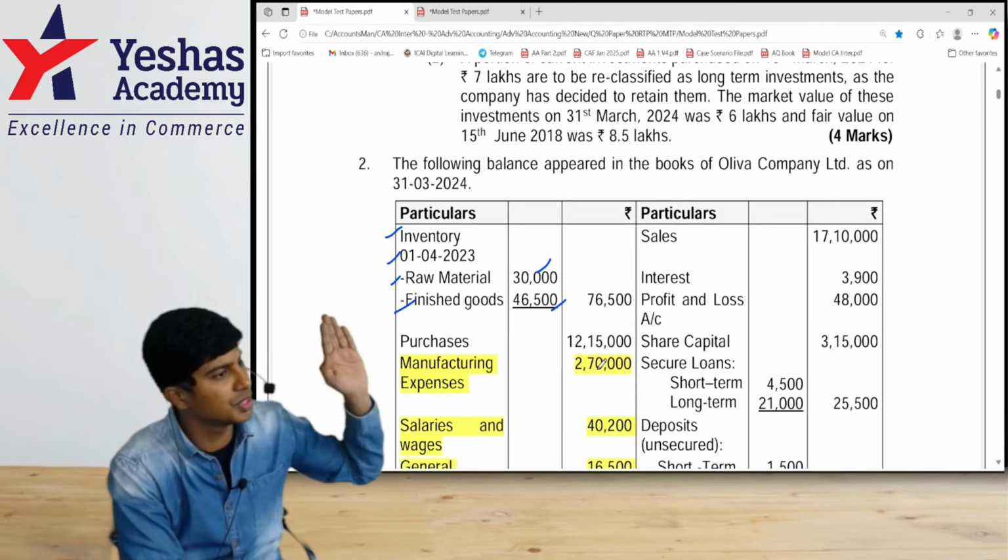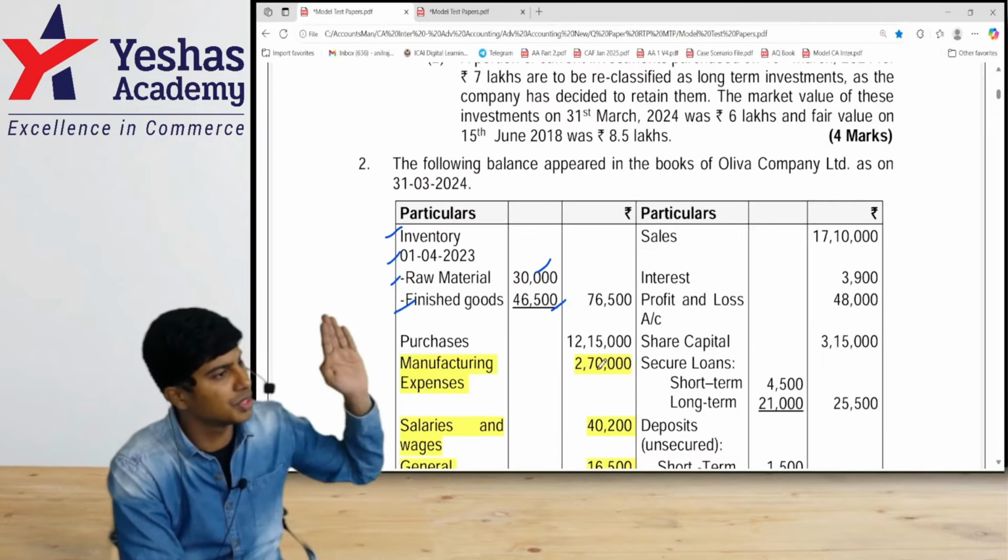Purchases 12 lakh 15. What did we purchase? Raw material. Sir, why don't we buy finished goods? See, when you have bought raw material, if you buy finished goods also, then why did you buy raw material? If you're selling shirts, you should buy cotton, make the shirt and then sell. If you buy shirts only, then why did you buy cotton?